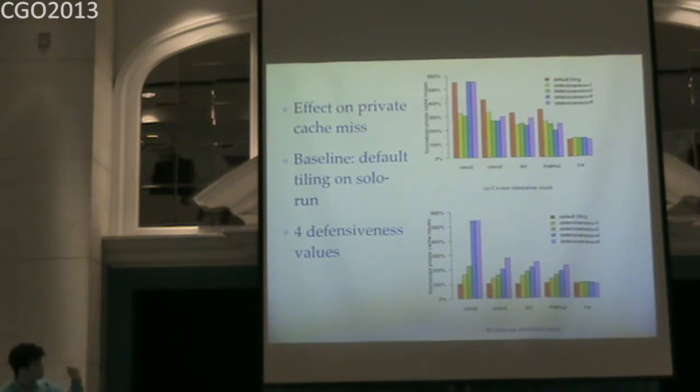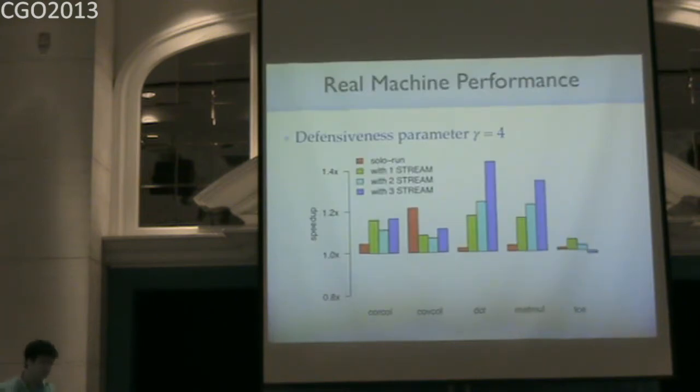But if we look at the co-run, we really see why we want to be defensive, because if we were not, with the default tiling, the number of misses increases really dramatically. And when we run it on a Nehalem x86 machine, this is testing co-run with 1 stream, 2, and 3, in addition to the solo run. We do see improvements. The paper has the results for all defensiveness cases. Here I'm only showing you defensiveness of 4. This is the improvement over the default tiling, which was generated by the Open64 compiler. But in the co-run cases, we do see improvements in almost all cases.